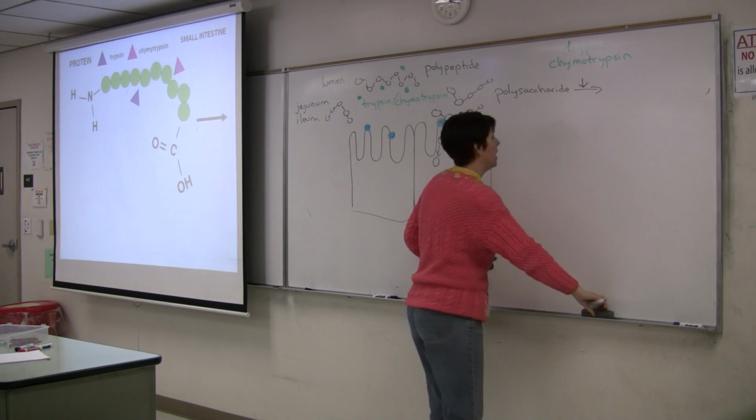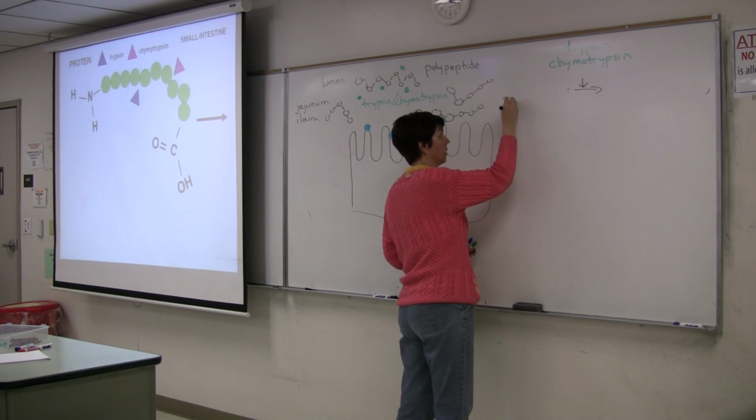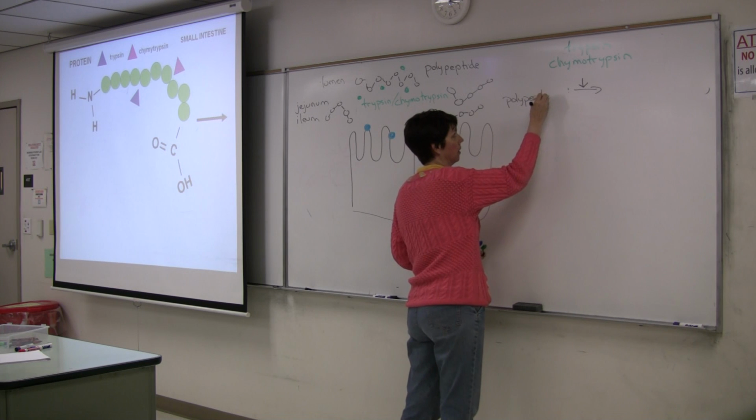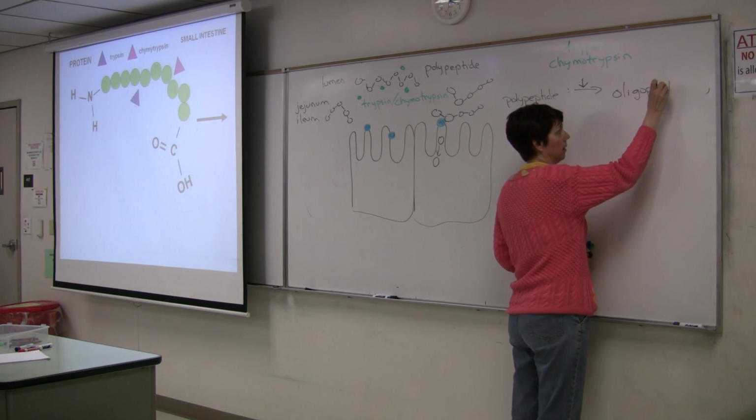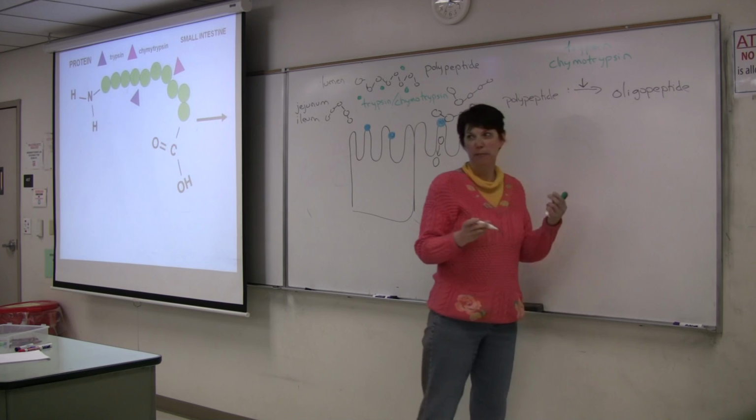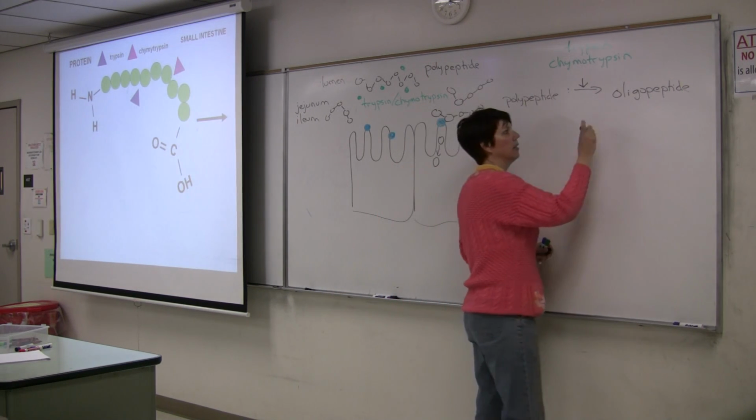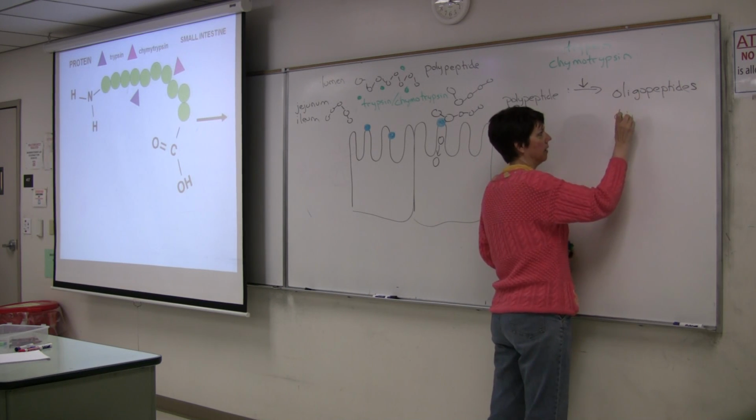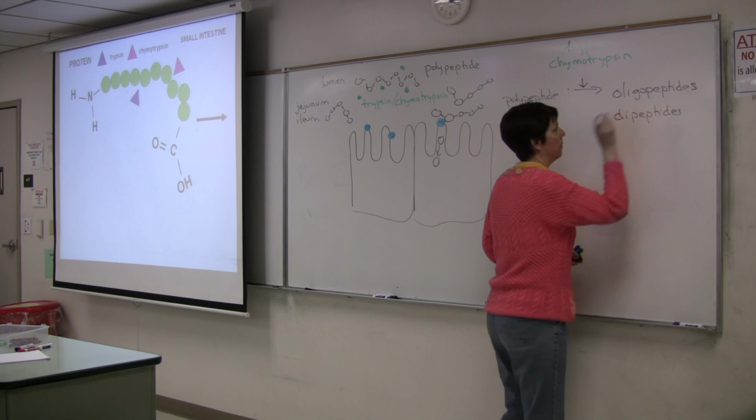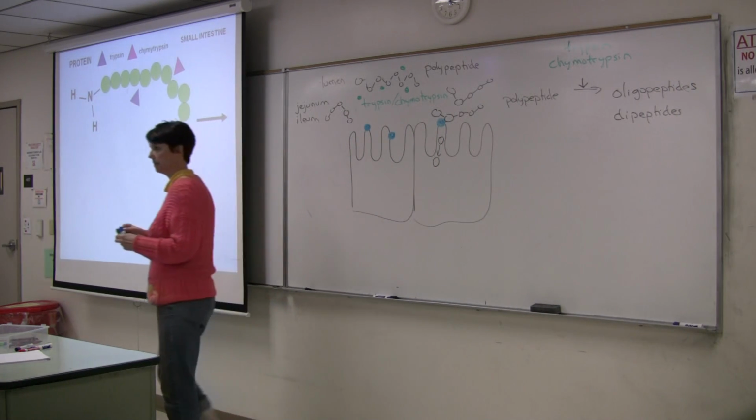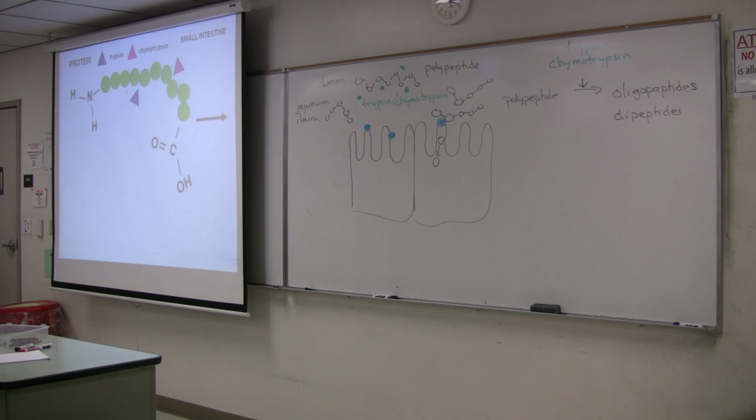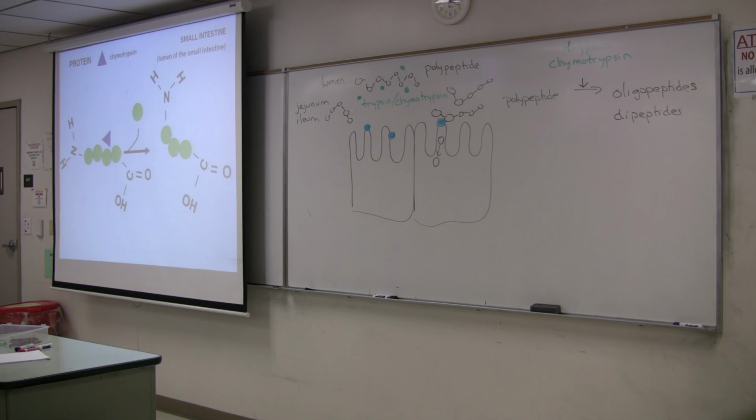All right, so our polypeptide is going to be broken down into oligopeptides, which just means a few, like several rather than lots. So oligopeptides and some double ones. All right, so that again is taking place in the lumen of the small intestine, regulated by pancreatic enzymes. So we get smaller chains, but no single amino acids.